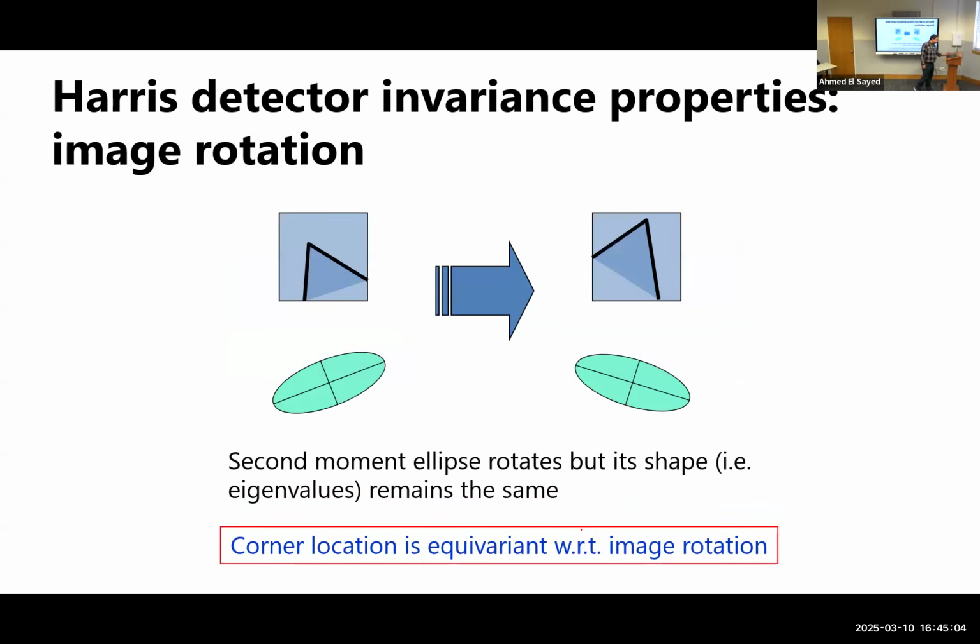How about the rotation? Again, corner here, corner there. So the corner exists, it didn't disappear. But the rotation will change the location. So here, I'm in some location, x1, y1, and here I'm in another location, x2, y2. So we can say that the corners are equivariant with respect to the rotation.